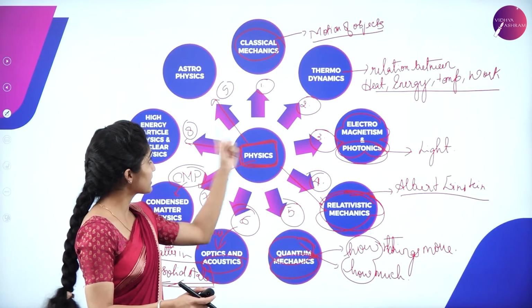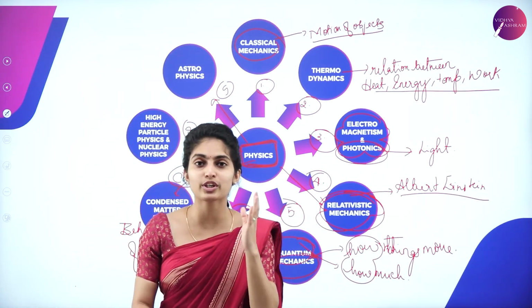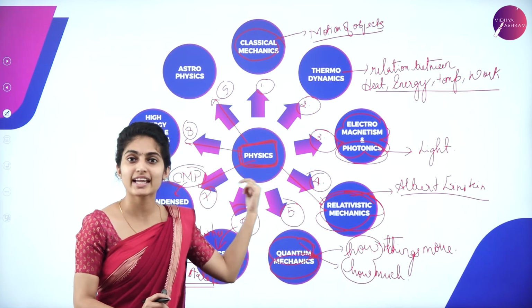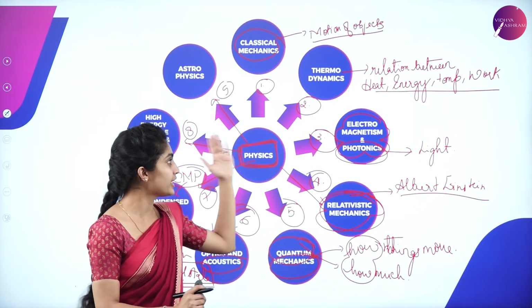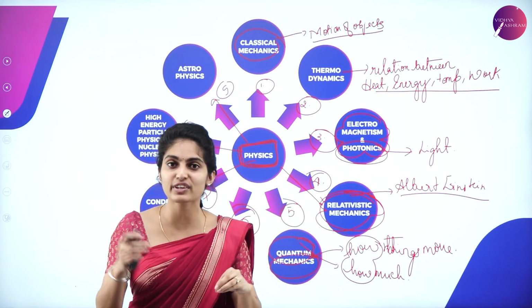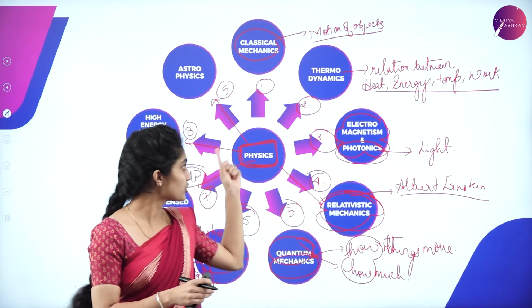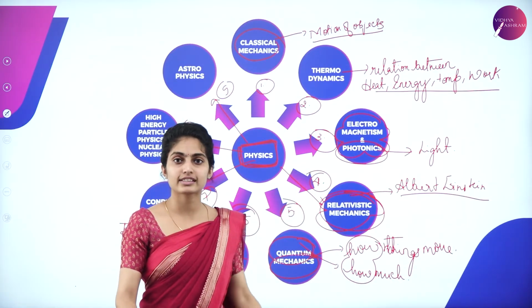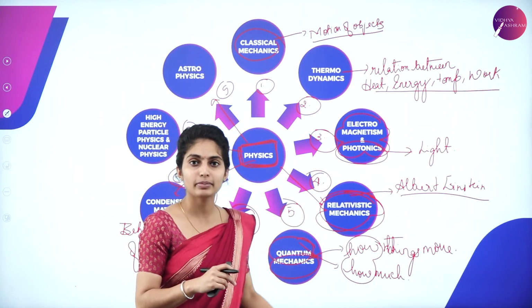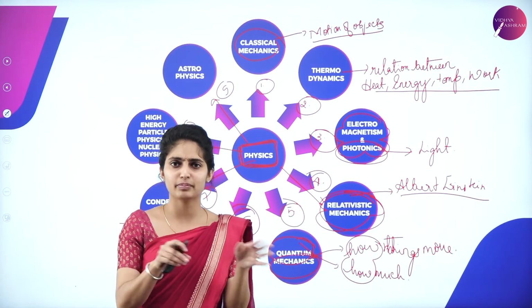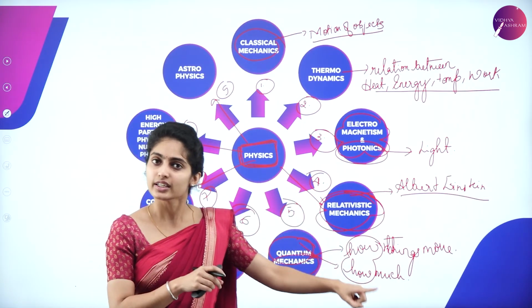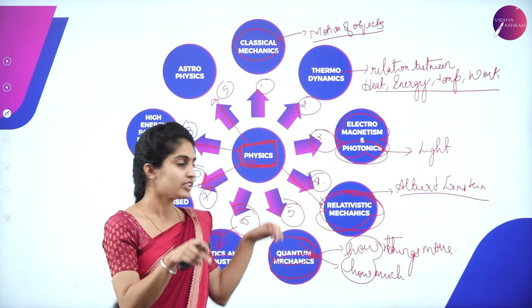You got to know that classical mechanics deals with the motion of objects, and thermodynamics deals with heat, temperature, work and energy. Electromagnetism and photonics: electric effects and magnetic effects fused together give electromagnetism, and photonics is the study of light, that is photons. Relativistic mechanics, which was given by Albert Einstein, studies the relativity between objects, with respect to the movement of the object, time, and velocity in space.